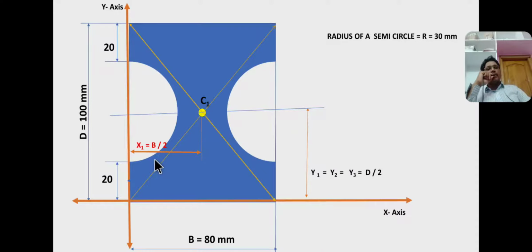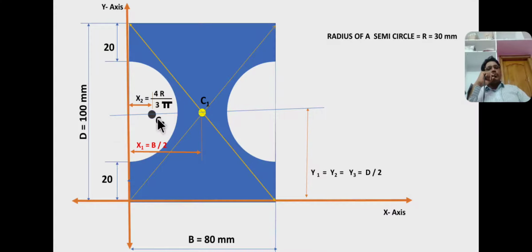Here the value of x1 equal to base by 2. So the base of the rectangle, B equal to 80 mm, by 2 is the answer for x1, and y1 equal to height or depth by 2, that is d by 2. Now coming to the second section, that is the left side semicircle. C2 is the centroid of a semicircle at a distance of 4r by 3 pi from the baseline, from this y-axis line.